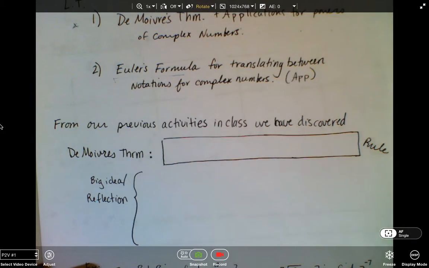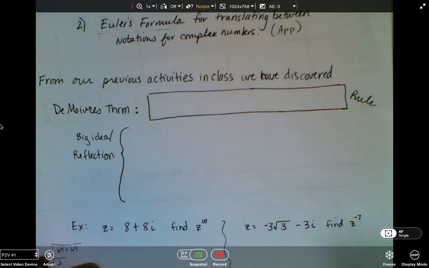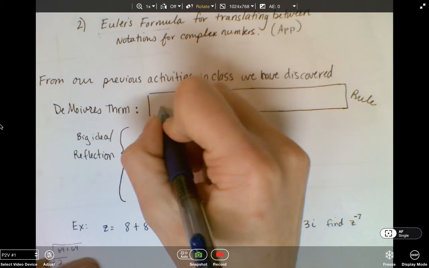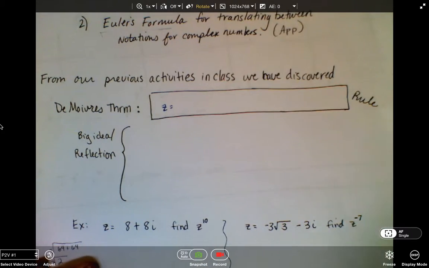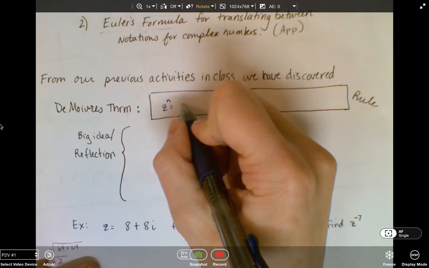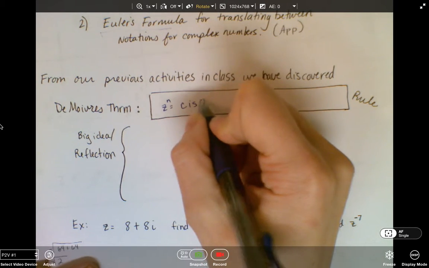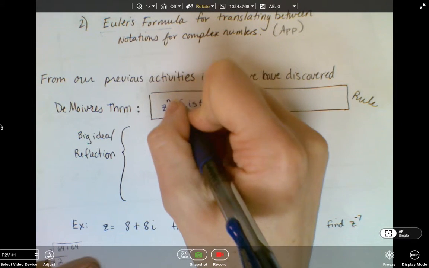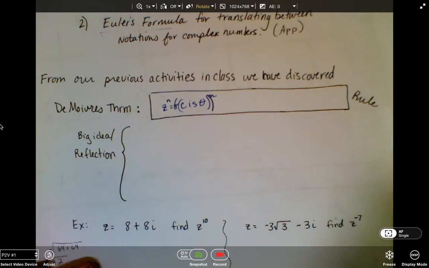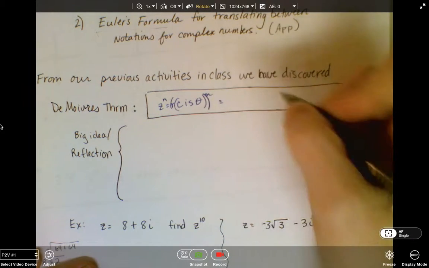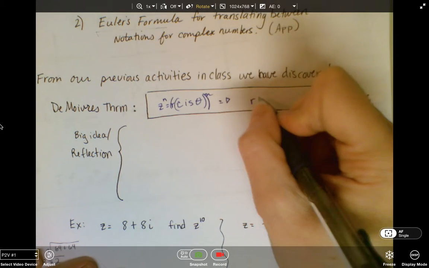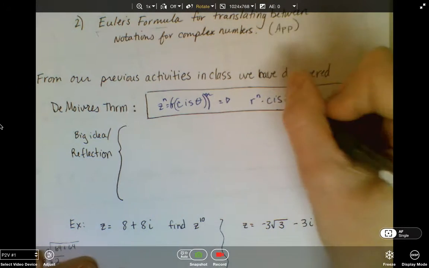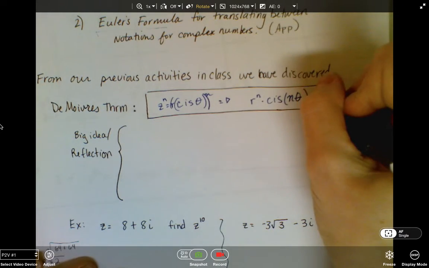Okay. So from our previous in-class activities, we have discovered that De Moivre's theorem says that if I have z to the nth, which is r cis theta to the nth, then that is equal to r to the nth times cis of n times theta.